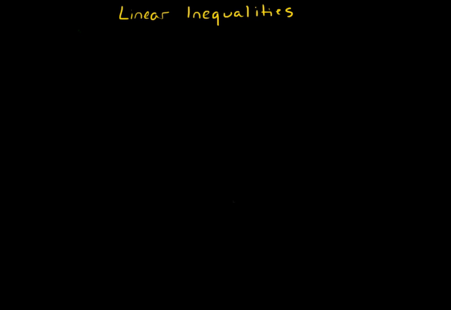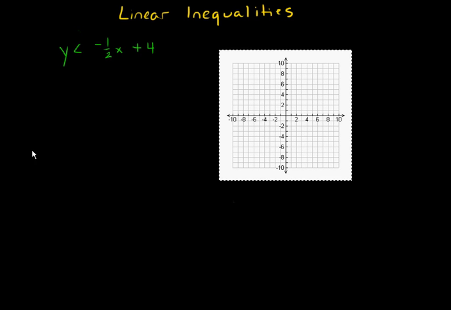So how about y is less than negative 1/2 x plus 4? I'm just making these up off the top of my head, so we'll find out what it looks like. It's already solved for y, so I don't need to do anything as far as moving stuff around on both sides. Okay, so let's find the y-intercept. Looks like it's 4, right here.